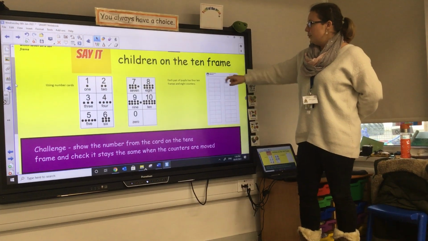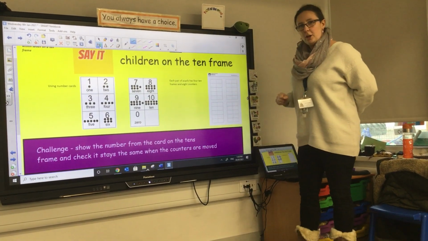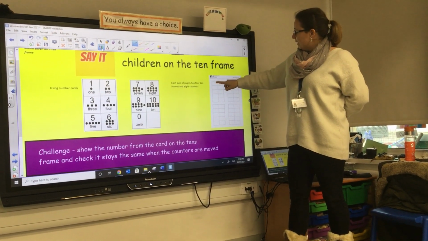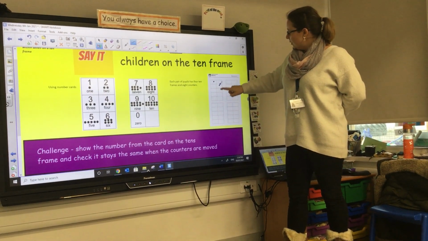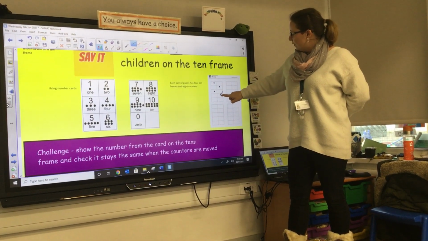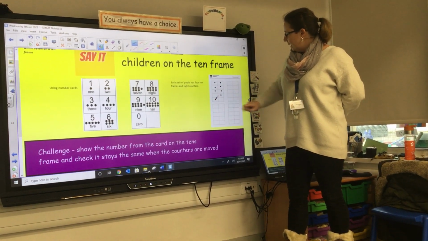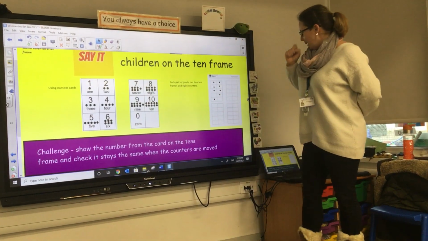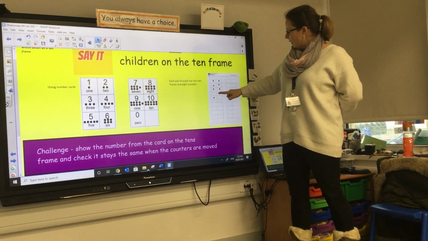So we're going to have a go in our tens frame. You can use counters at home if you've got them, or you could draw them in. We've got a tens frame and we need to put 8 counters in. So I'm going to put 1, 2, 3, 4, 5, 6, 7, 8. You can put them wherever you like. So I'm going to check there's 8. 1, 2, 3, 4, 5, 6, 7, 8.